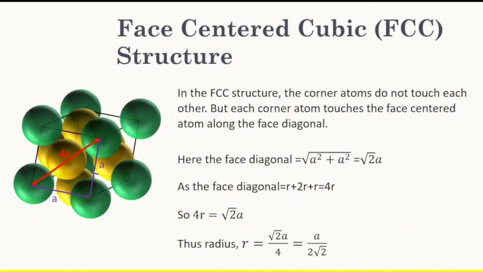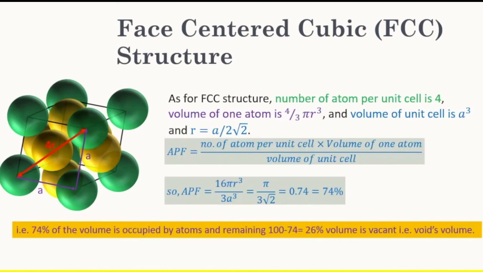Now to calculate the radius of the face centered atom, as you can see the lattice constant is a, and the face diagonal is equal to 4r, and also the face diagonal is equal to under root 2a. So the radius of the atom will be a by 2 root 2. From here, if we calculate the atomic packing factor, we will get 74%, which means 74% of the volume of the unit cell is occupied by the atoms, and the remaining 26% is vacant.